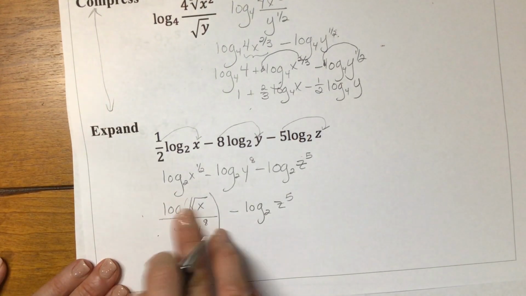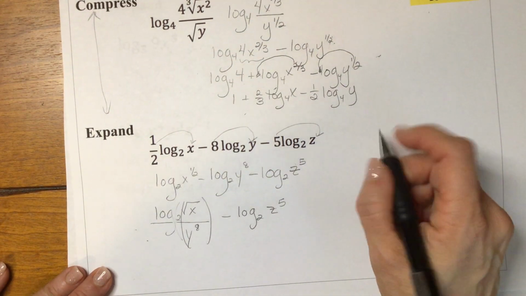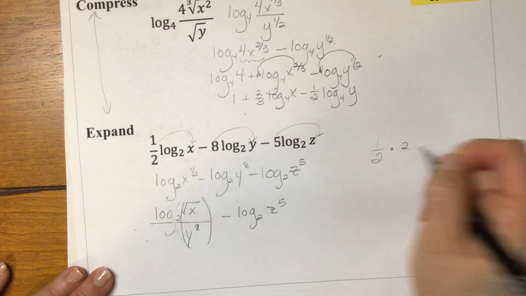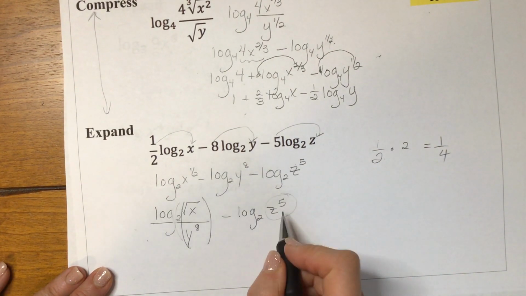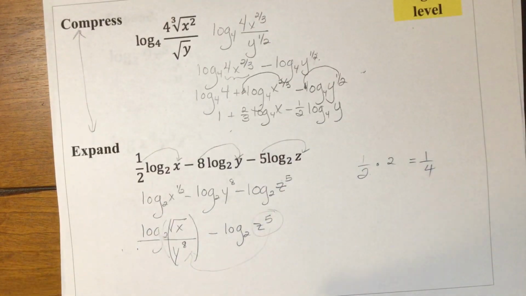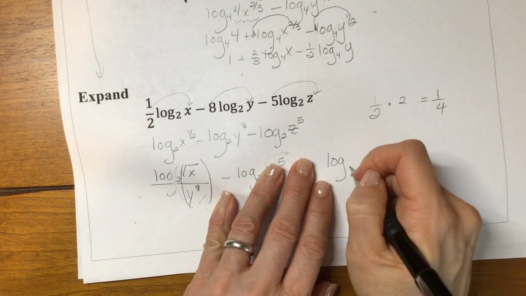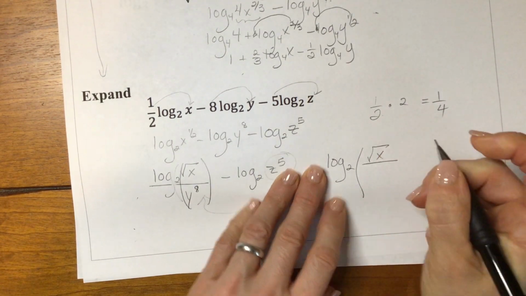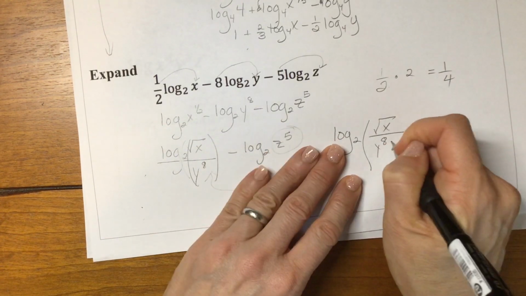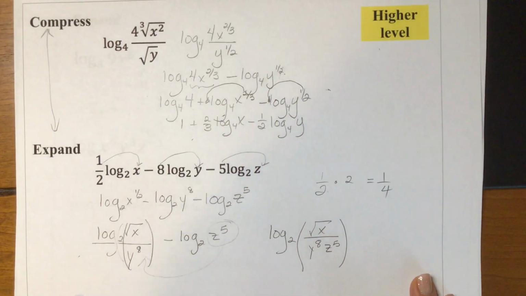So now all of this is being divided by that, which all that means is if I had, let's say, 1/2 and I want to divide it by 2, that's 1/4. So the 2 just goes to the bottom. So this is just going to join y to the 8th down there. So this is really log base 2 of the square root of x all over y to the 8th, z to the 5th. And that is my compressed version.